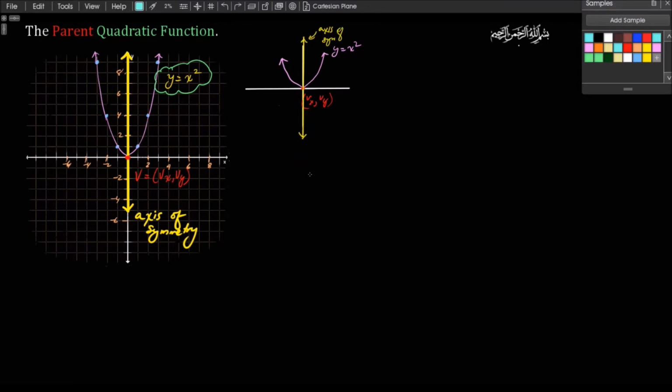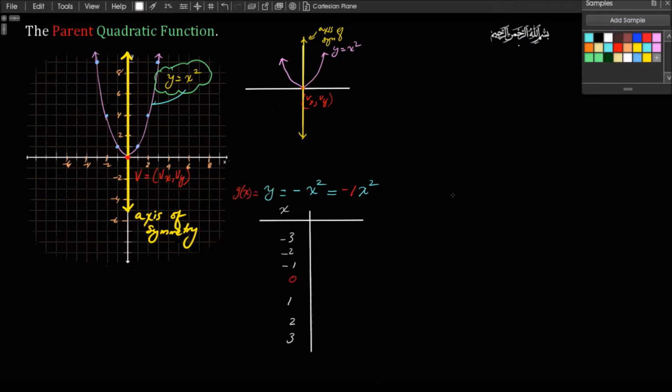So now let me ask you this. So if this is the graph of y equals x squared, what does the graph of y equals negative x squared look like? In other words, what does this negative 1 over here do to this graph? So what does this negative do to this graph? Well, let's do it again. Let's make the table. I'm going to call this function g of x. Okay, so here I'm going to do the math for you.